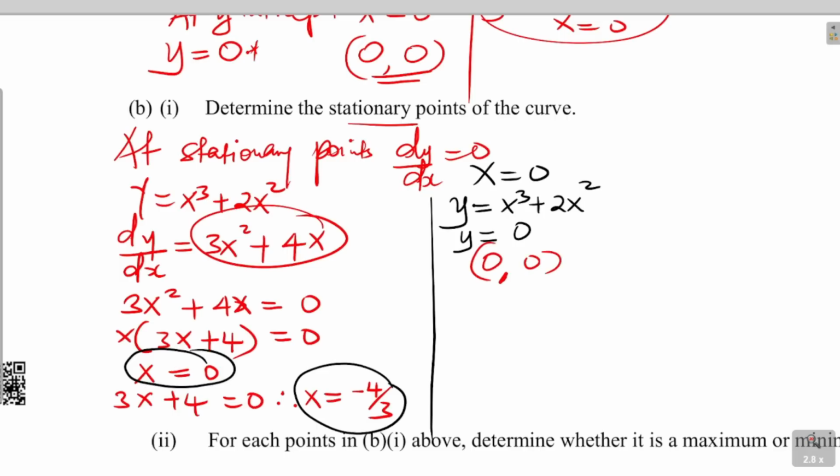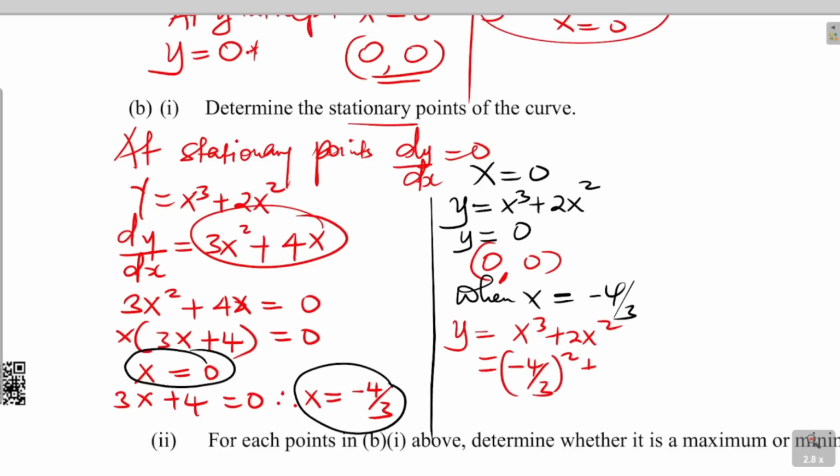Now the other one, you get it when x is equal to negative 4 over 3. What will be y? y equals x cubed plus 2x squared. You just substitute: x is negative 4 over 3 cubed plus 2 times negative 4 over 3 squared. When you work this out using a calculator, you will get y will be 32 divided by 27.